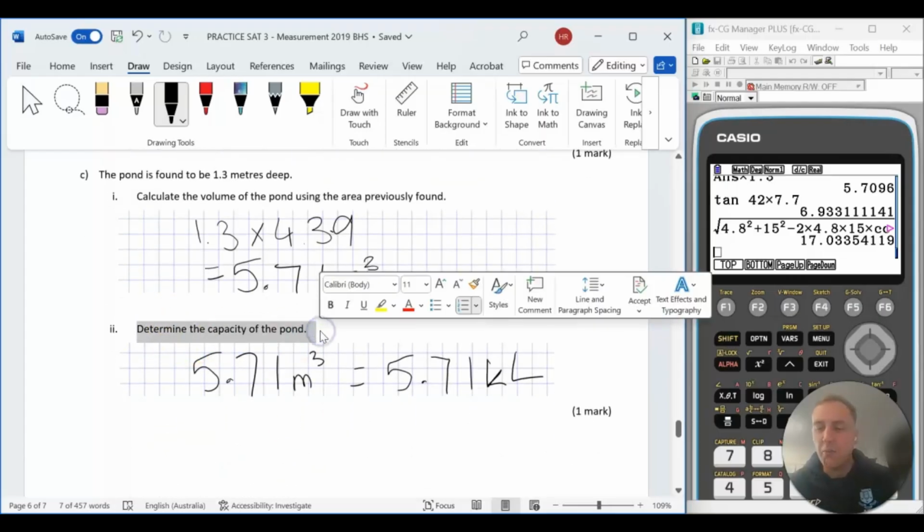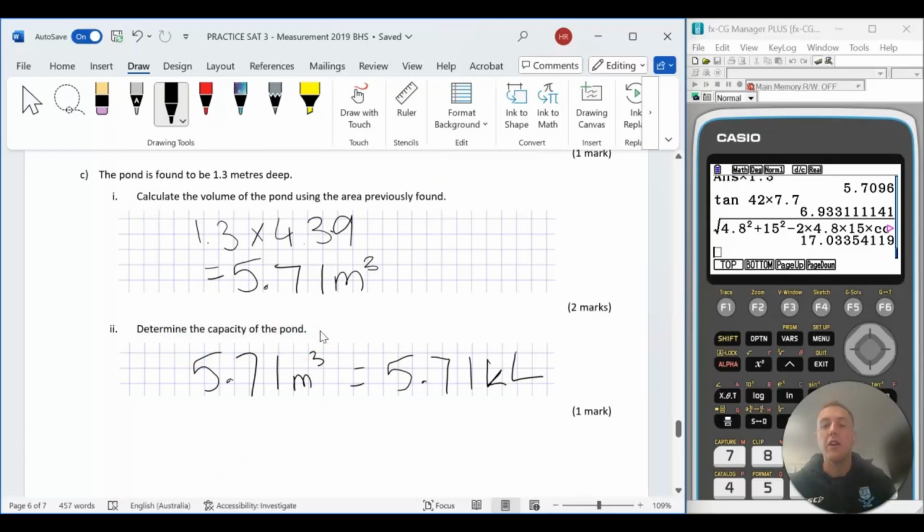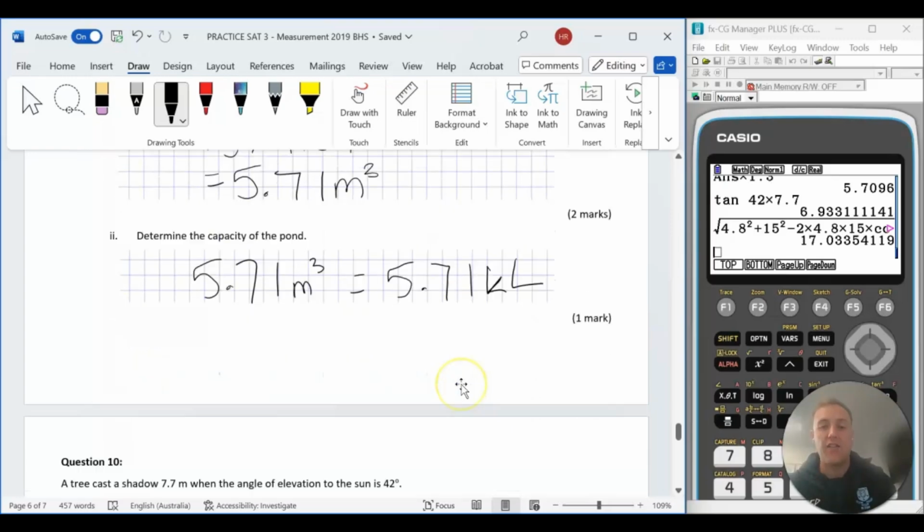Determine the capacity of the pond. Okay, that's where it wants us to put it into a unit of measurement for liquid, which is milliliters, liters, megaliters, kiloliters. All right, so 5.71 meters cubed goes directly into 5.71 kiloliters. Okay, make sure you have that conversion chart on you in the test.